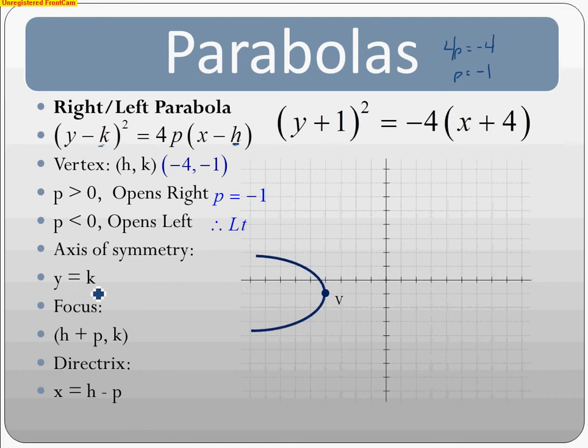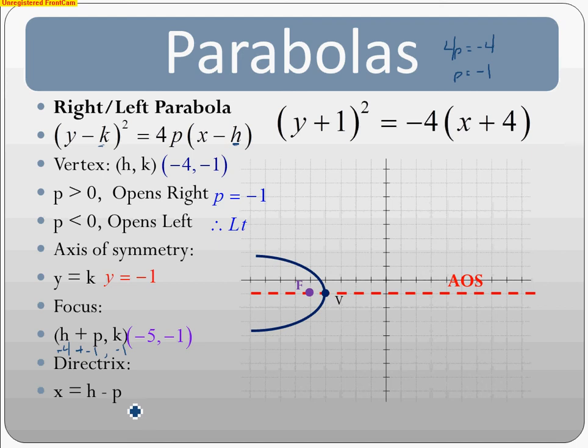Axis of symmetry is y equals k. K was negative 1 in our problem, so we get y equals negative 1. And again, make sure you're writing y equals, because it is an equation of a line. Focal point: h, which is negative 4, plus p. P was negative 1, comma k, which is negative 1. So we are going to have negative 5, negative 1.